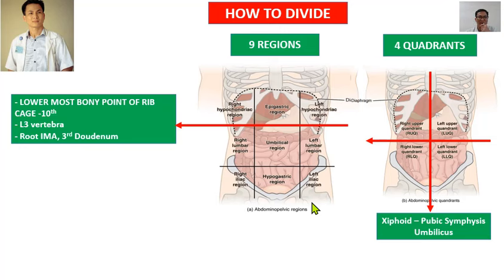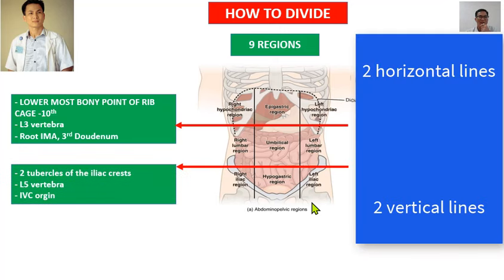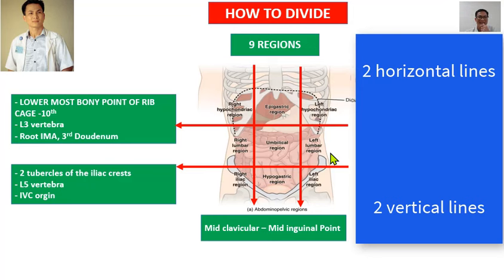2 horizontal lines. One connects the lowest bony point of the rib cage, usually here is the 10th, and the other connects the 2 anterior superior iliac spines here, and 2 vertical lines. These run through the middle of the clavicles and down through the middle of the inguinal ligament. So the 9 regions are as follows.